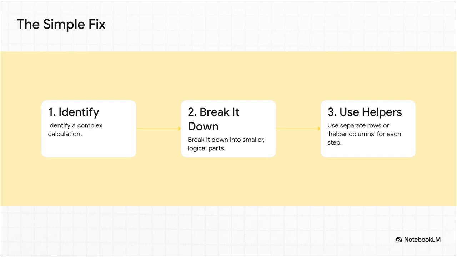The solution is actually really simple. Just don't do that. Don't build one monster formula. Instead, when you have a complex calculation, break it down. Break it into smaller, logical pieces. Use separate rows, or what we call helper columns, for each little step. It makes your logic crystal clear and so much easier to check.